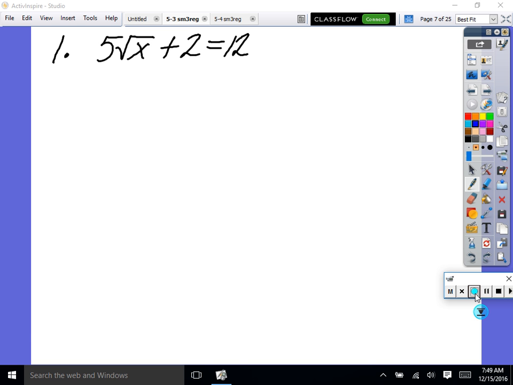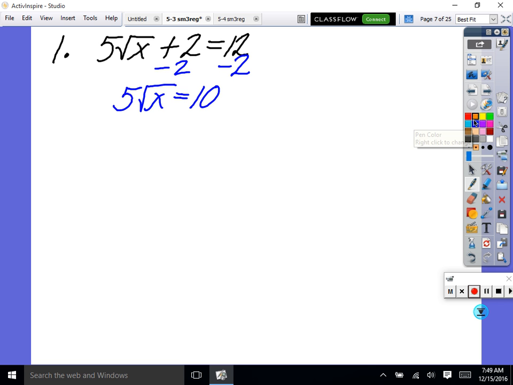So our first step, you've got to do it in the correct order. You can't divide by 5 first. That would be wrong. The first step is subtract 2. Everybody good? So we have 5 square roots of x equals 10. My next step, you have to have our radical isolated completely. My next step, 5 is multiplied to the square root of x. What undoes multiplication? So we're going to divide both sides by 5. 5's divide out. We have the square root of x equals 2.